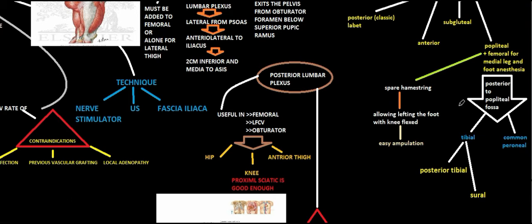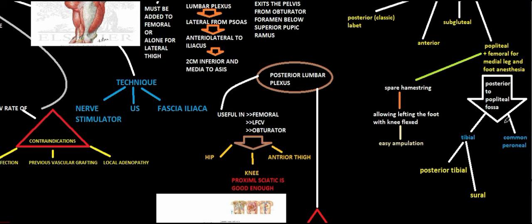No time to attach a video on popliteal sciatic nerve block, but I will attach it with the lecture. The popliteal plus femoral is an excellent anesthesia for the medial leg and foot. Popliteal sciatic block plus the femoral is an excellent way to anesthetize the medial leg and foot.